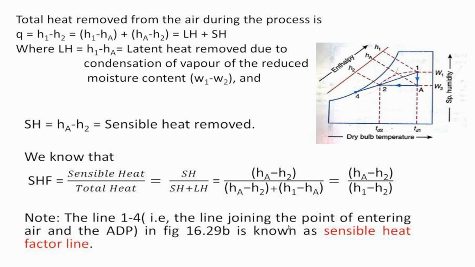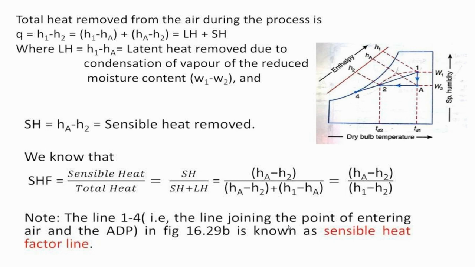If we draw straight lines to the enthalpy axis, we will get H1, HA and H2. The difference between H1 and HA is the latent heat, and the difference between HA and H2 is the sensible heat. In this way we can calculate sensible heat factor easily. Sensible heat factor is sensible heat upon total heat. Sensible heat is HA minus H2, and total heat is H1 minus H2, so putting these values in the formula, we get HA minus H2 upon H1 minus H2 as the sensible heat factor.